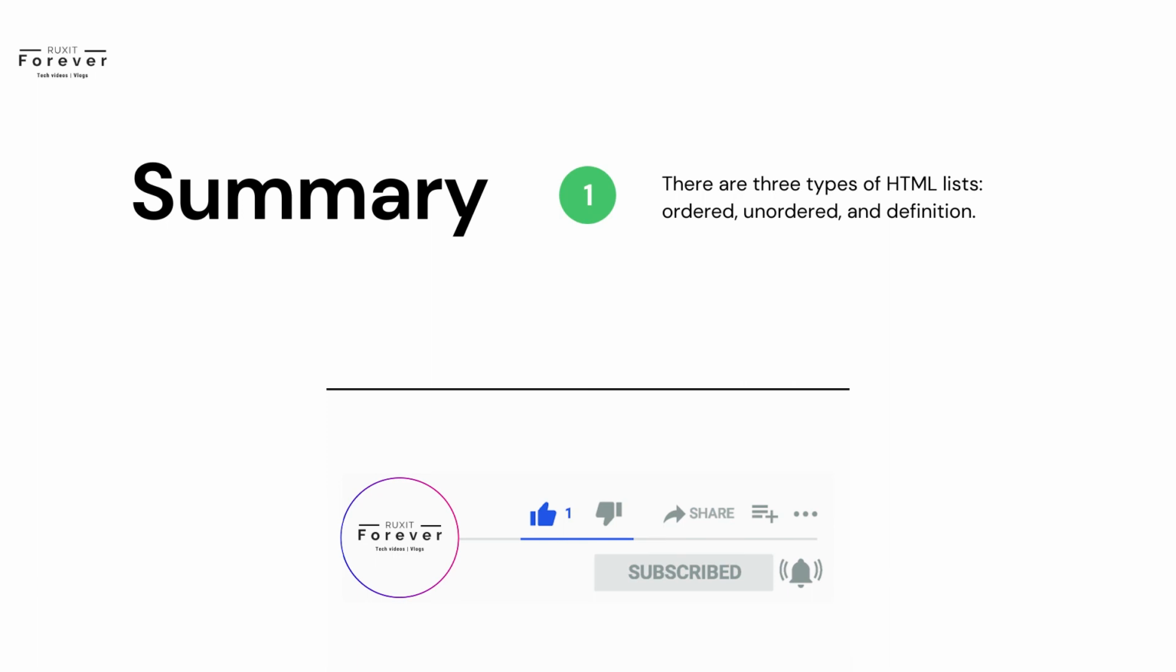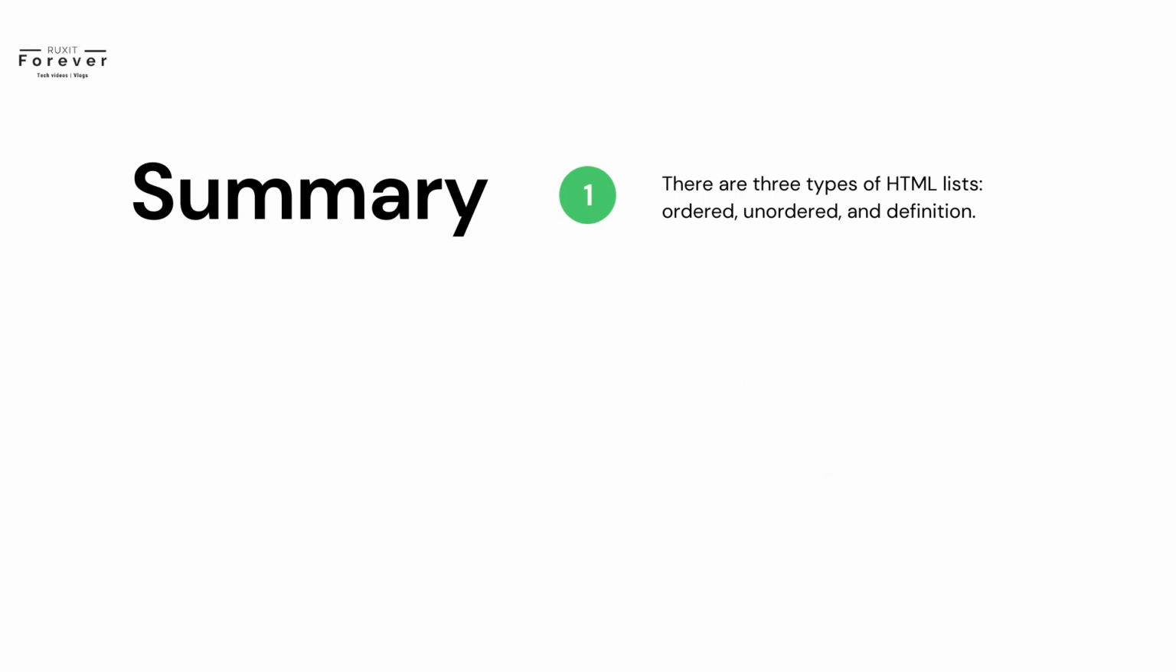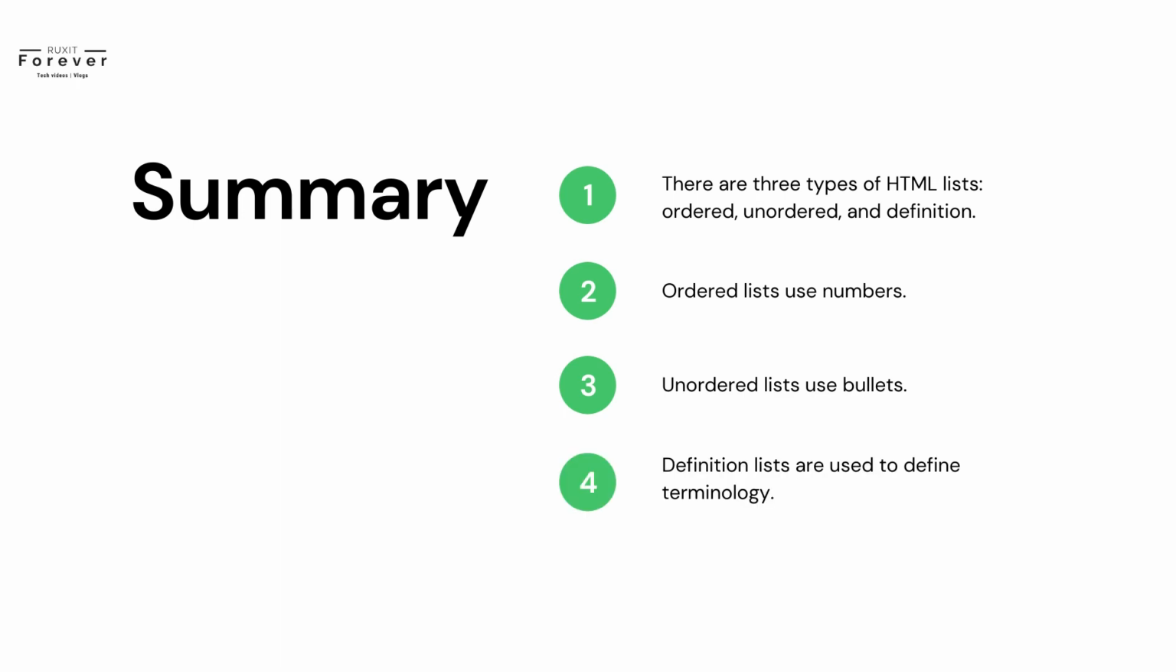Now, it's time to recall the summary. There are three types of HTML lists: ordered, unordered, and definition. Ordered lists use numbers, and unordered lists use bullets. Definition lists are used to define terminology. Lists can be nested inside one another.